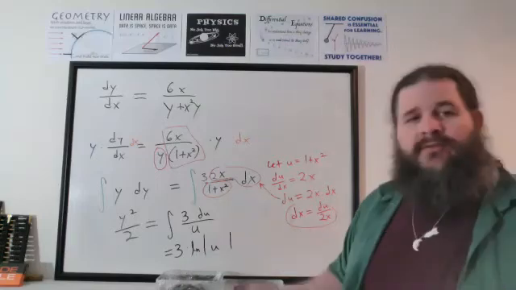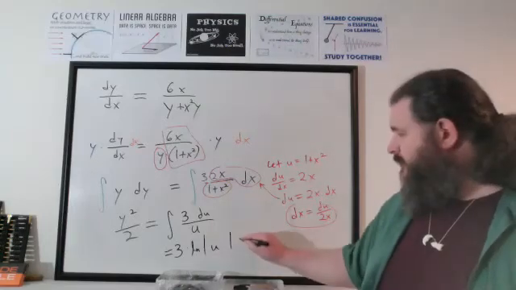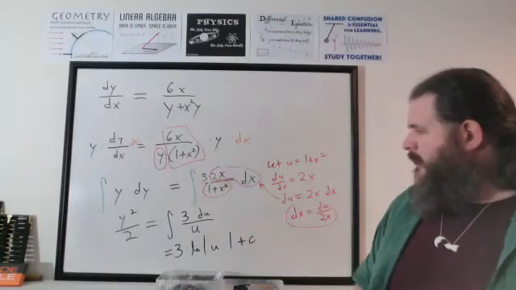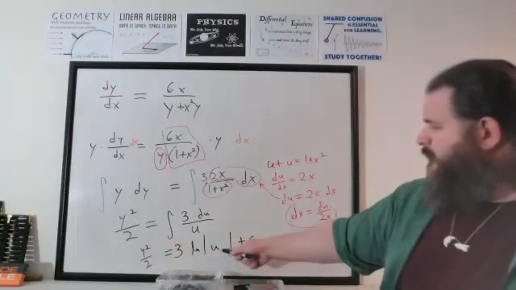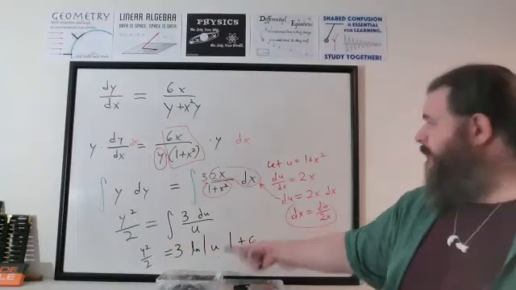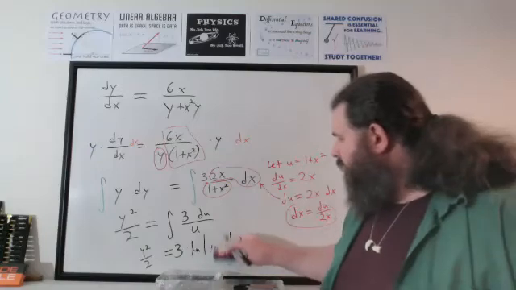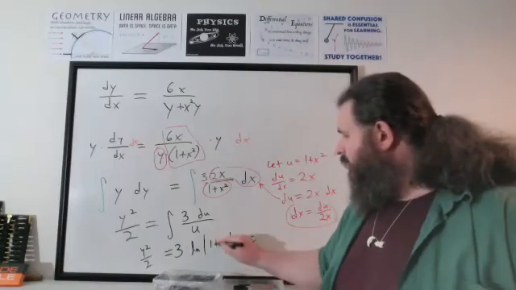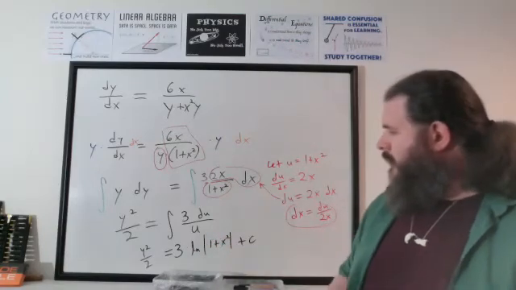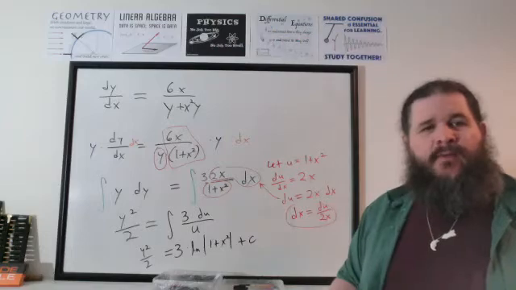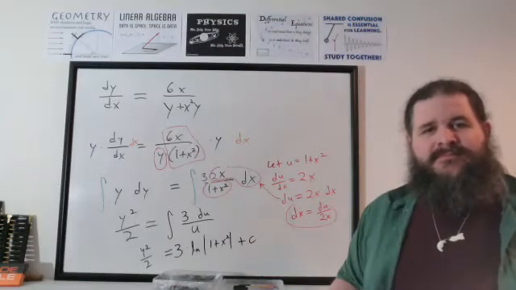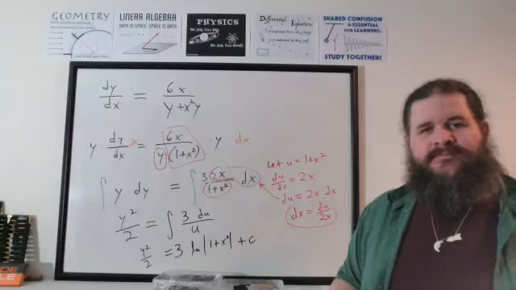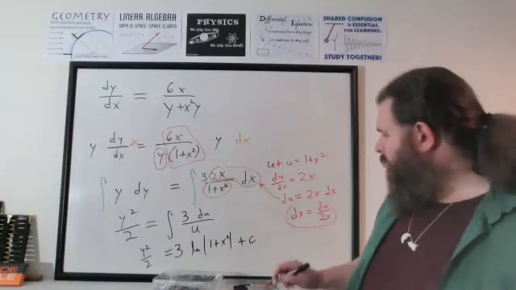And also, since we're looking for all possible solutions, we should include a plus a constant here. At this point, we also may as well fill in the value for u, because u represented 1 plus x squared in the first place, just a placeholder for that. So let's fill that in. And what else would we still need to do to isolate y and get an explicit solution? Multiply by 2 and square root the right side.